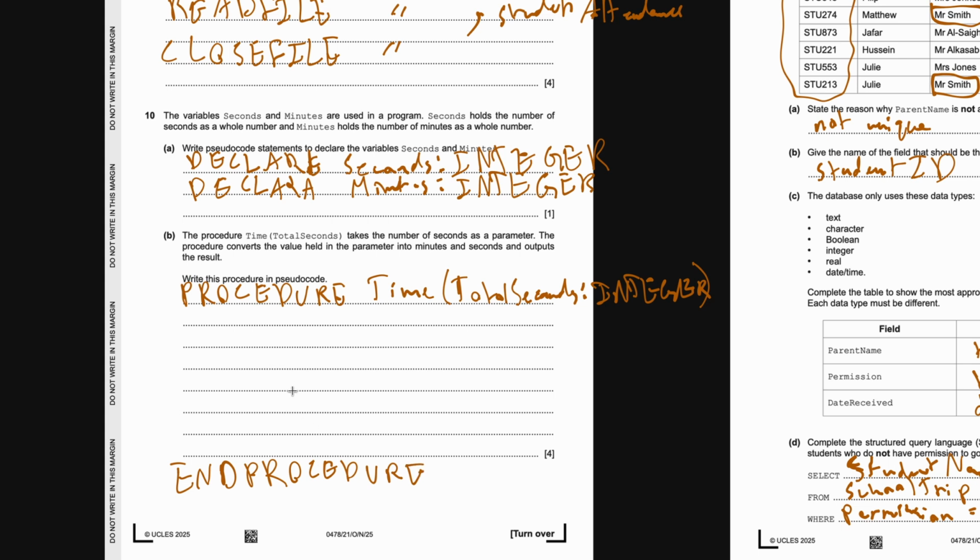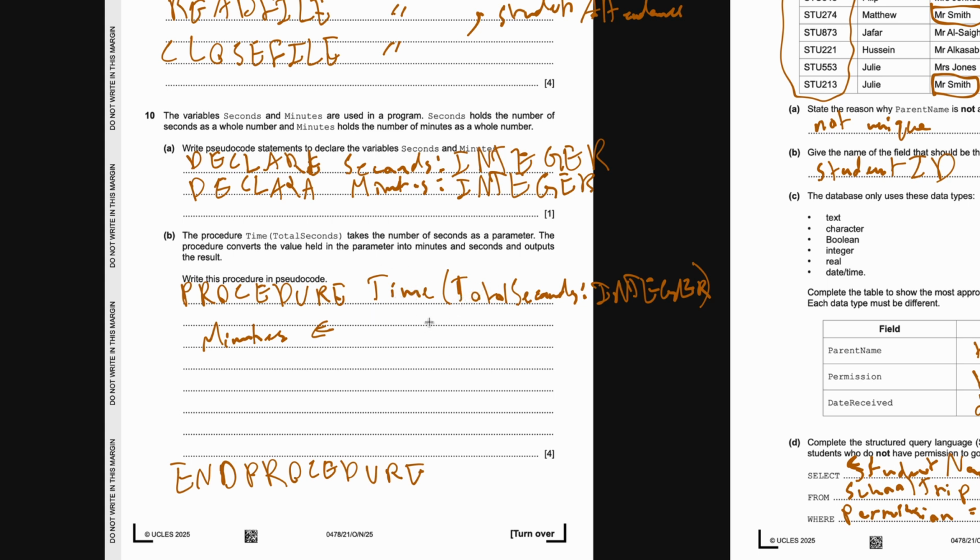Okay. What should we do inside the procedure? Convert the value held in the parameter into minutes and seconds and output the results. All right. So minutes is basically the division of all the seconds divided by 60, right?